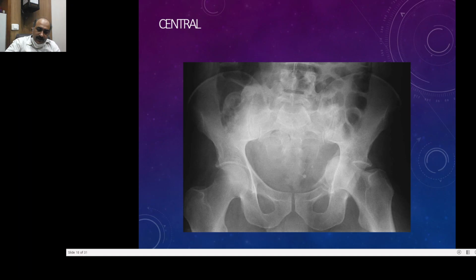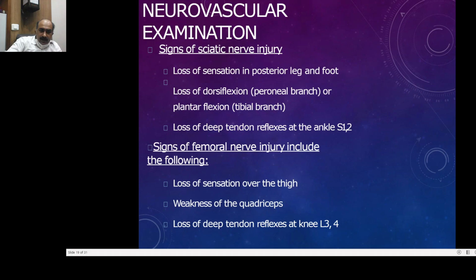Neurovascular examination is very important in case of dislocations because the patient may have associated nerve injuries like sciatic nerve injury or femoral nerve injury. In sciatic nerve injury, the patient will have loss of sensation in the posterior leg and foot with loss of dorsiflexion. If the peroneal branch is involved, the patient will have foot drop, or plantar flexion weakness if the tibial branch is involved. There will be loss of deep tendon reflexes. In case of femoral nerve injury, the patient will have loss of sensation over the thigh with quadriceps weakness.